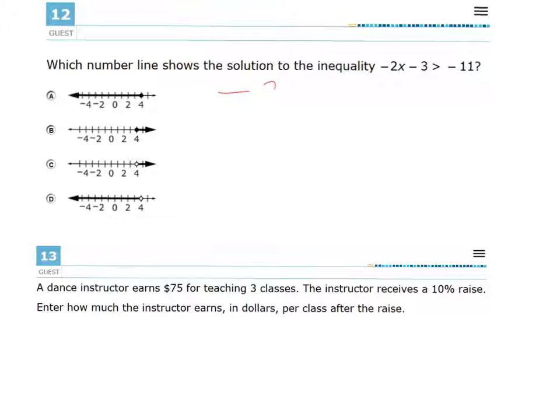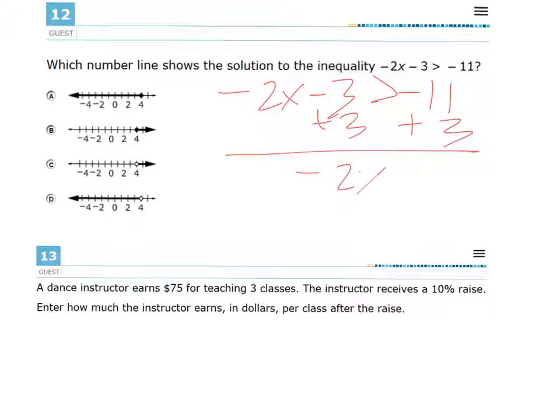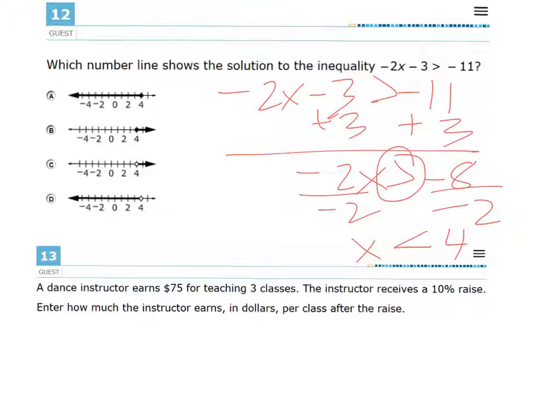We would start by solving negative 2x minus 3 is greater than negative 11. We add the constant to each side, and we end up with negative 2x is greater than negative 8. Divide each side by negative 2. So x is now less than positive 4. And the reason why it reverses is because we divided by a negative coefficient.